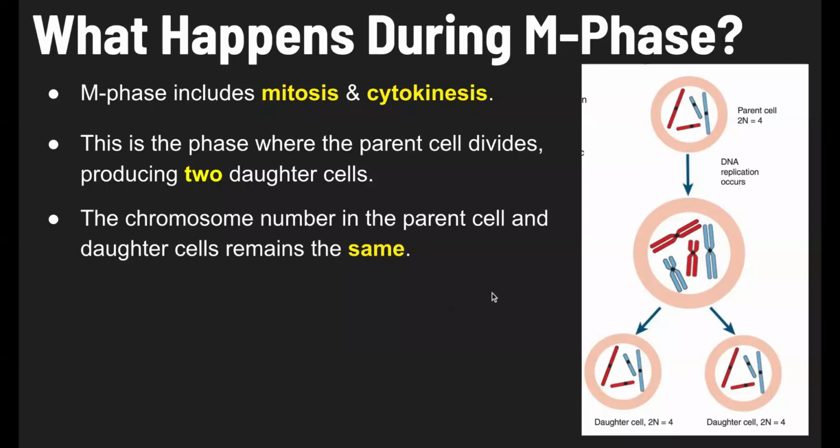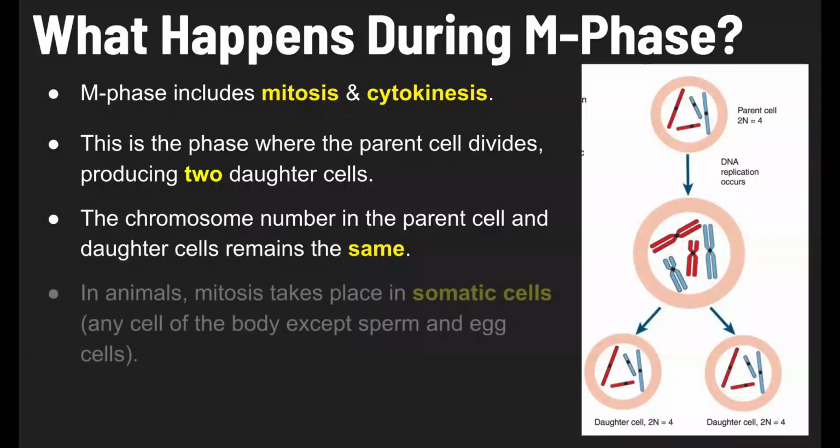Notice the chromosome number in the parent cell and the daughter cell remain the same. So in this image, both the red sticks and the blue sticks, each stick represents a chromosome. So in this parent cell, you have 4 chromosomes. Notice in the daughter cells that you produce at the end, each daughter cell also has 4 chromosomes. So the number of chromosomes in the parent cell remains the same in the daughter cell.